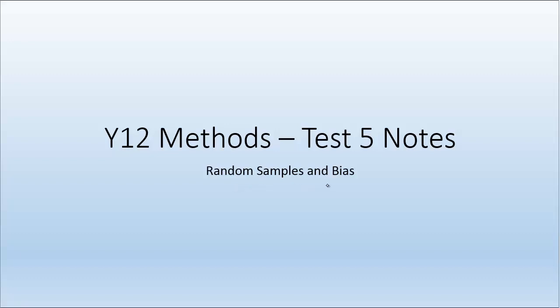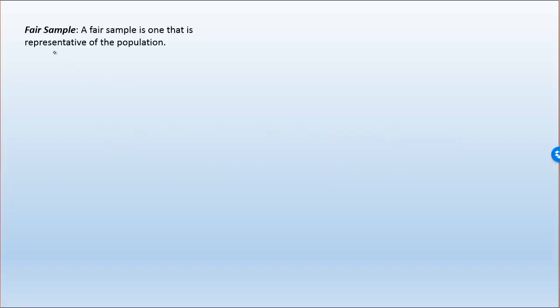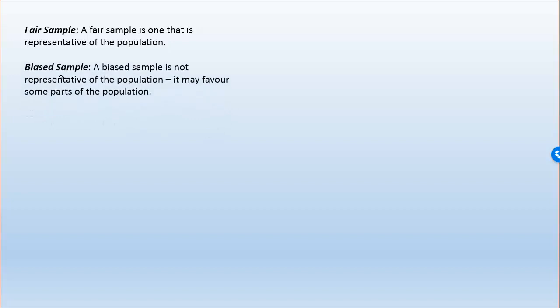Random samples and bias. This is a continuation of definitions that we need for this section. A fair sample is one that is representative of the population. A biased sample is not representative of the population. It may favour some parts of the population.